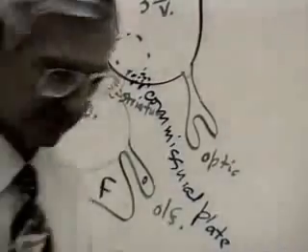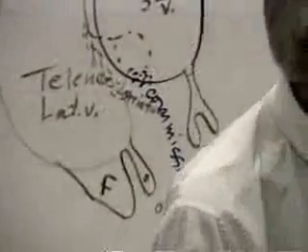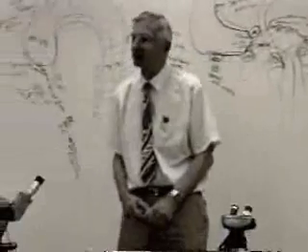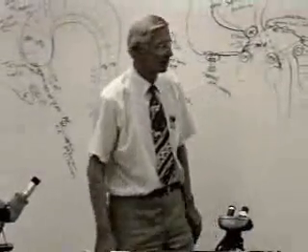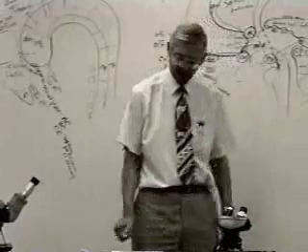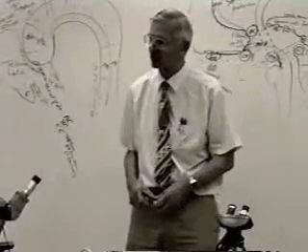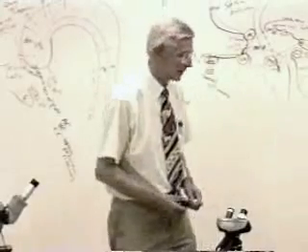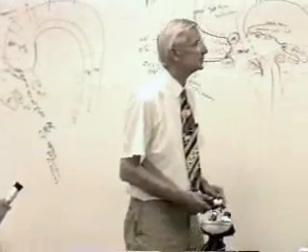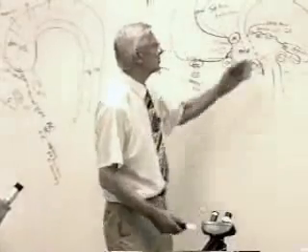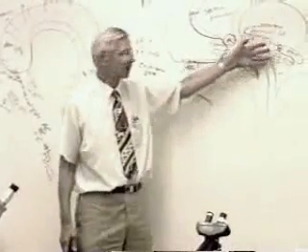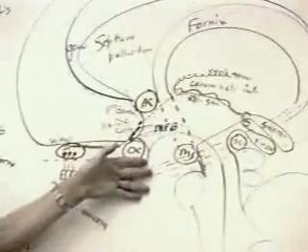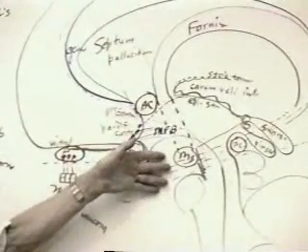Is the bed nucleus of the stria terminalis in there, or is that somewhere else? I'm sorry, what was that? The bed nucleus of the stria terminalis. I've heard the name. The stria terminalis is coming partly from the amygdaloid nucleus down here in the temporal lobe, and so I'm guessing the bed nucleus is somewhere near that. I don't know.